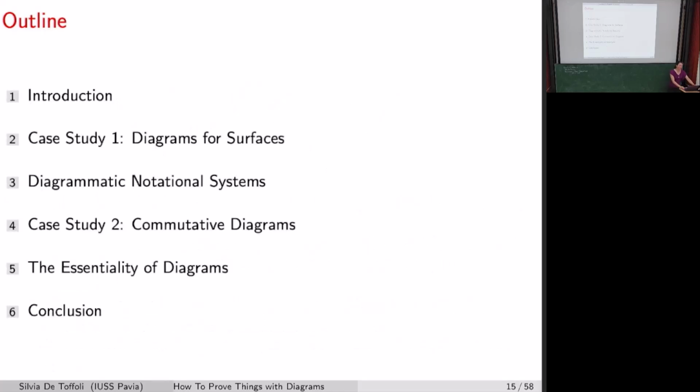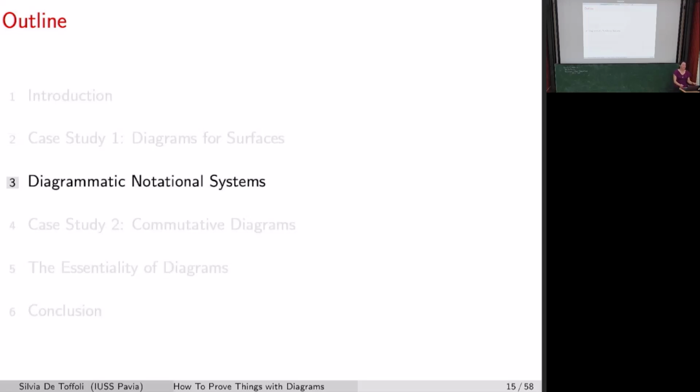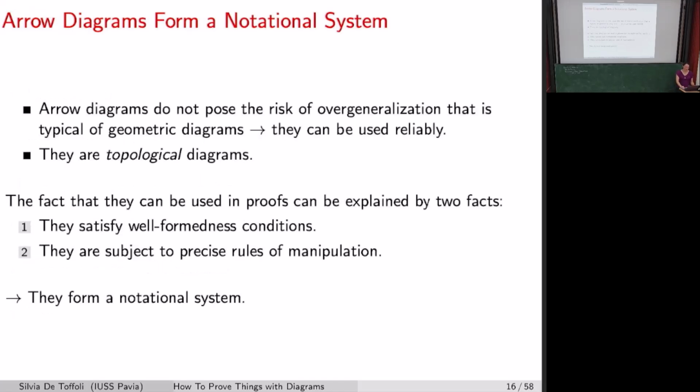But one point that I think is very important: the fact that they are rule-governed and they satisfy the well-formedness condition means that they form genuine notational systems in mathematics. But what does it really mean to form a notational system? I'm going to make a little detour and show you some knot diagrams, because I'm obsessed with knot diagrams, so every talk has to have at least one knot diagram. So here is the discussion on notational systems.